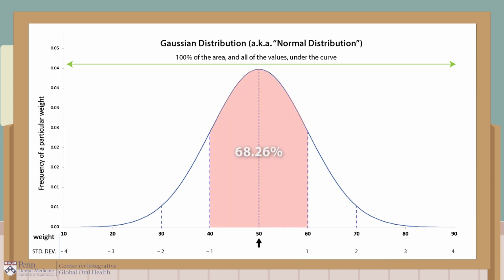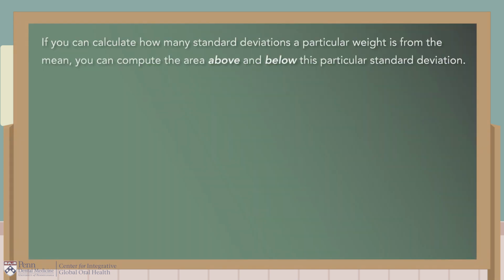Always, 68.26% of all the observed data can be found in the area between one standard deviation below and one standard deviation above the mean. 95.44% of all the observed data can be found in the area between two standard deviations below and two standard deviations above the mean, and so on. So, if you can calculate how many standard deviations a particular weight is from the mean, you can compute the area above and below this particular standard deviation. The percentage of this area is the probability.